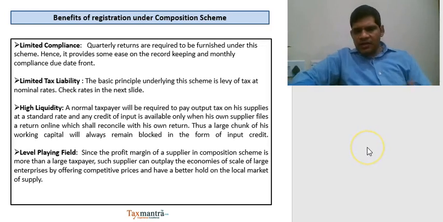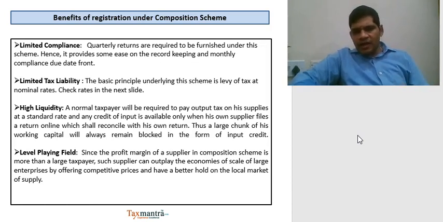Now let's understand the benefits of composition scheme. It has got limited compliance. There are only quarterly returns. There is only one quarterly return which needs to be filed under composition scheme. So it helps to maintain lesser book record keeping and monthly compliance and other things.